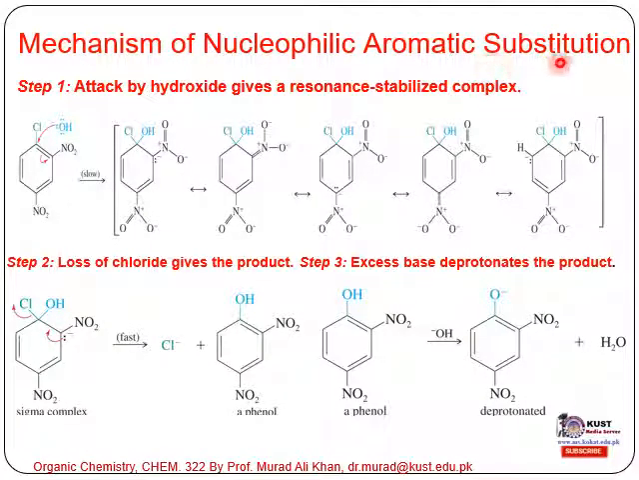Mechanism of nucleophilic aromatic substitution. The first step is the attack by hydroxide, which gives a resonance stabilized complex. This is the first step. And it gives a stabilized complex which is resonance stabilized, and we are getting these different resonance structures. The second step is the loss of chloride, and this gives the product here. And sometimes the excess base deprotonates the product here. We will get a phenoxide.